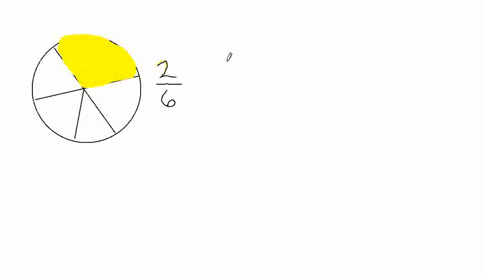All right? Suppose instead that I ate 1 of the pieces. Well, then that quantity would be denoted by the fraction 1 over 6, that portion of the whole. All right? If I had 5 pieces, that would be denoted by 5 over 6. All right?